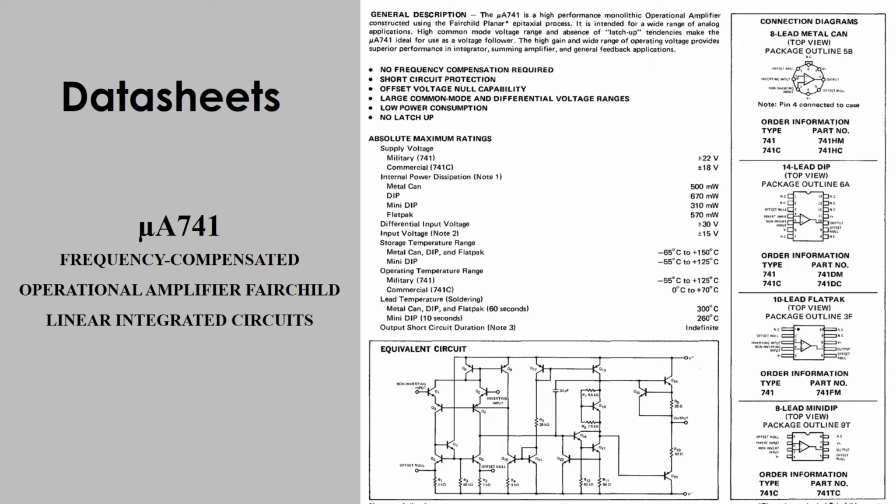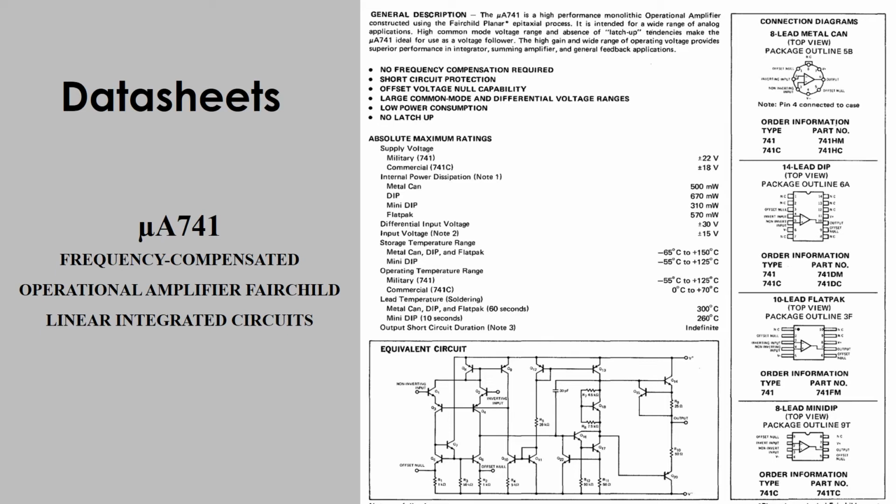It can be used with plus minus 22 volts in case of military applications, that is 741. For commercial applications, 741C has a supply voltage of plus or minus 18 volts. In metal can, the power it can handle is 500 milliwatts, and the internal power dissipation in case of DIP is 670 milliwatts, mini DIP package 310 milliwatts, flat pack 570 milliwatts.